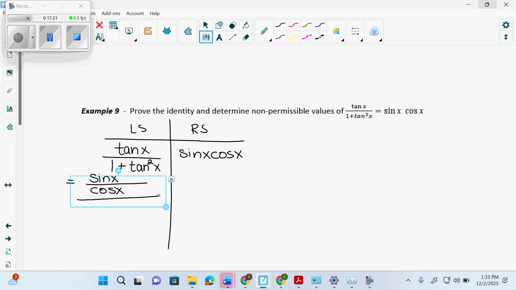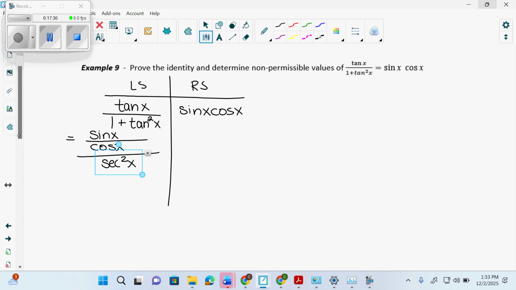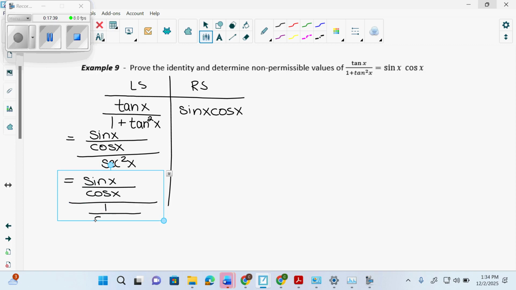All over, what is 1 plus tan squared the same as? Secant squared. So we get sine x over cos x divided by 1 over cos squared x. Now, this denominator is a cos x, this denominator is a cos x and a cos x. So that's just the same thing, right? So this is going to end up canceling this off. But before I cancel, I have to?